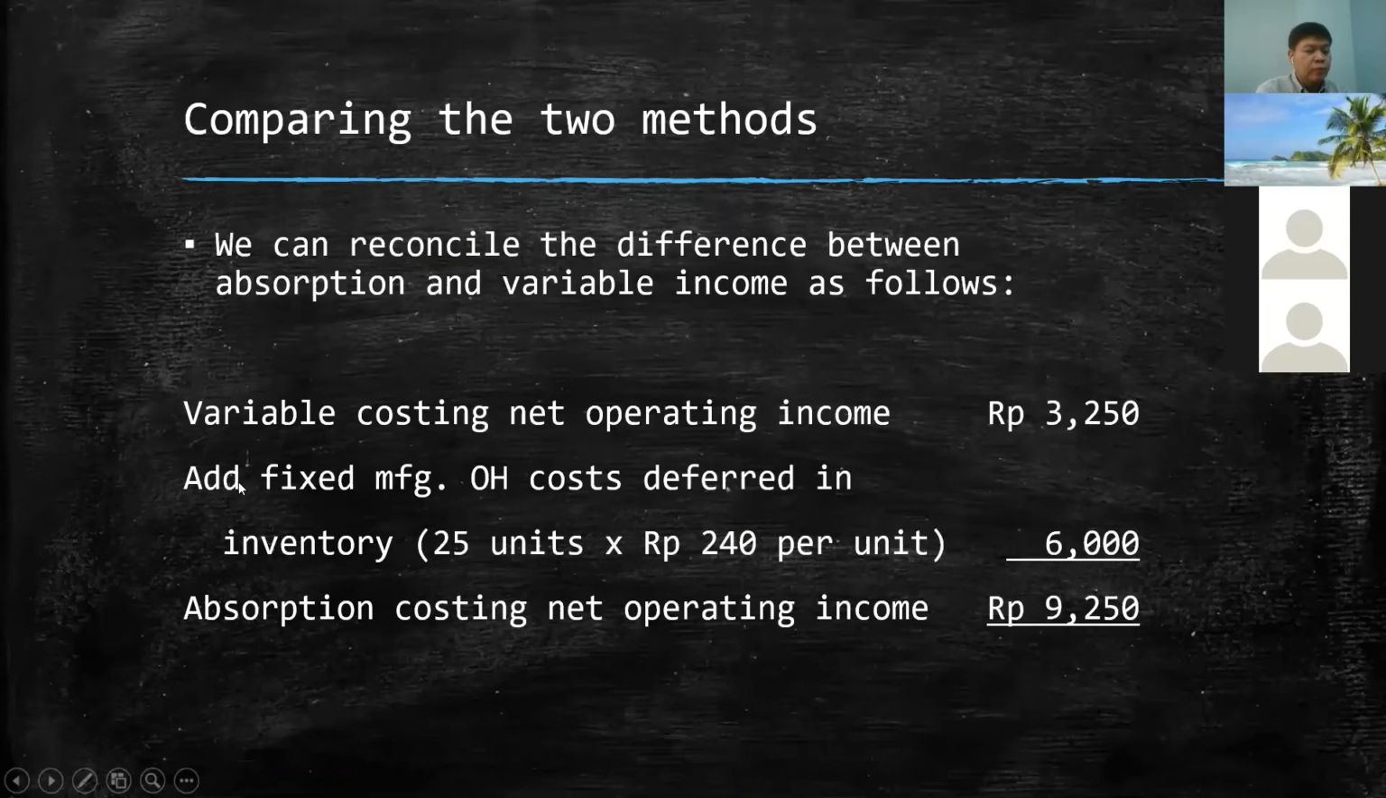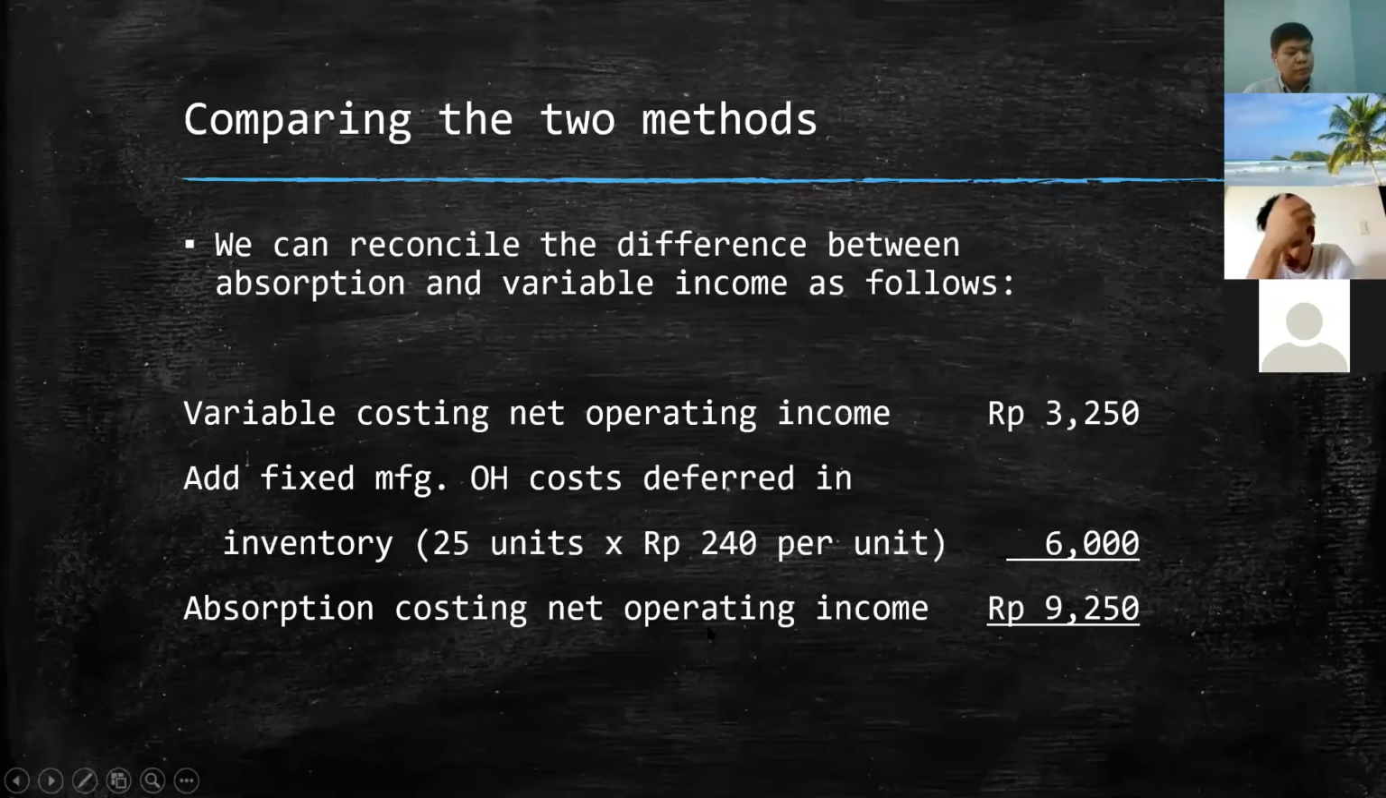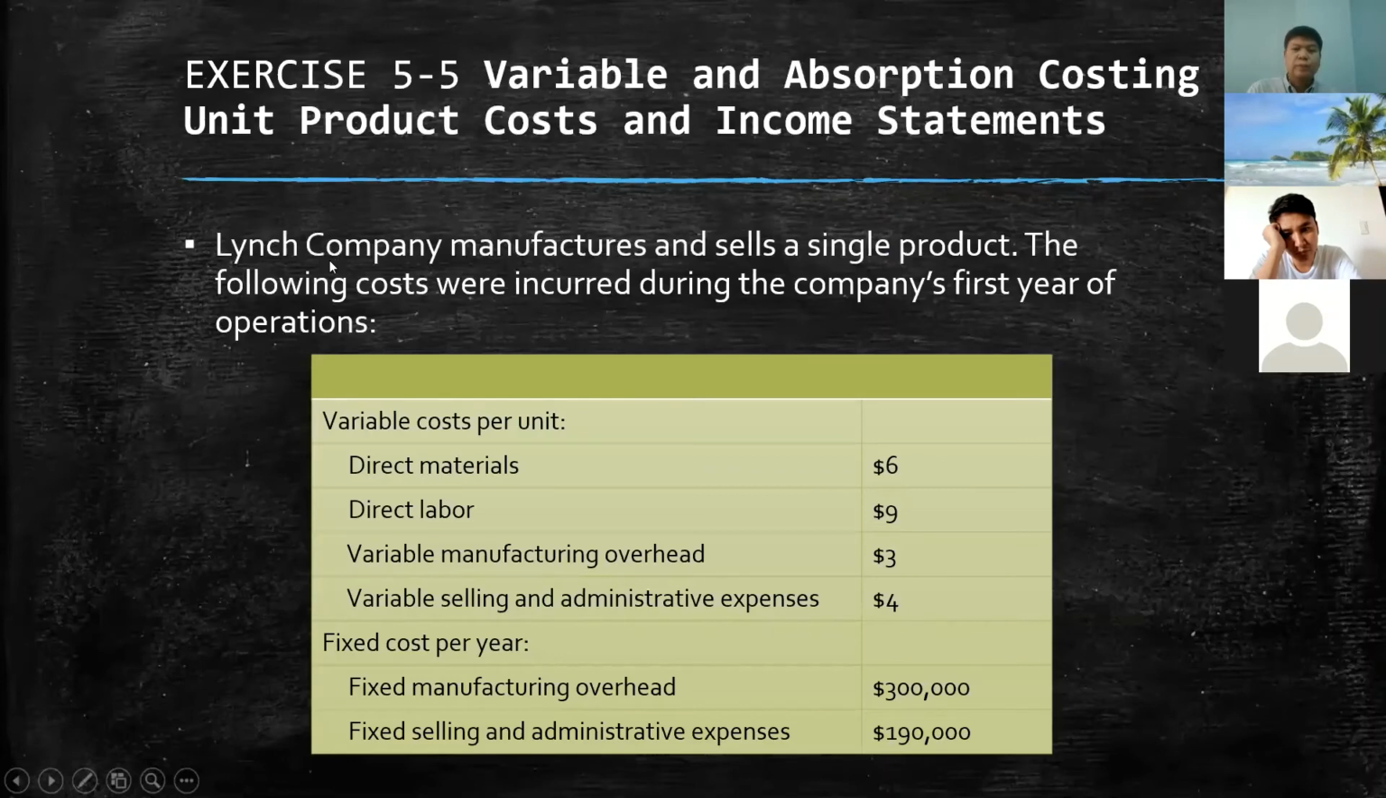And then we will just be adding the fixed manufacturing overhead cost deferred in inventory, which is the 25 units times the 240 per unit. That is 6,000, and that will be the missing part to get the 9,250 and match it to the absorption costing of the net operating income, sir. Okay, correct.